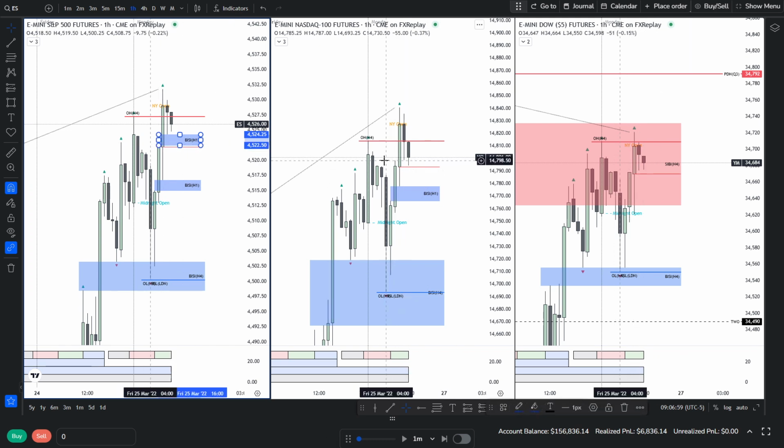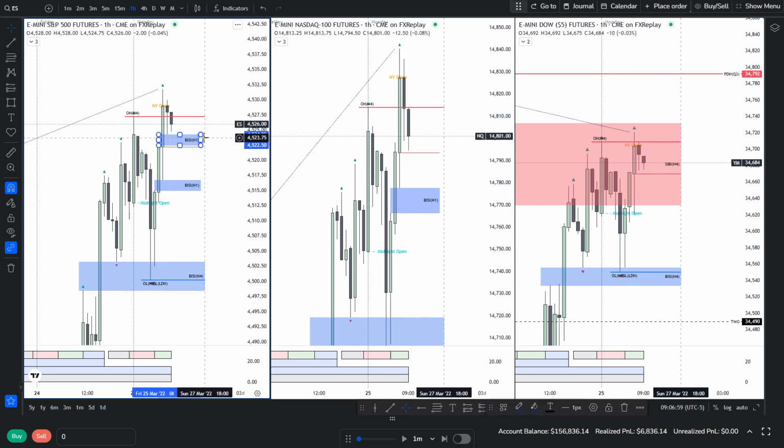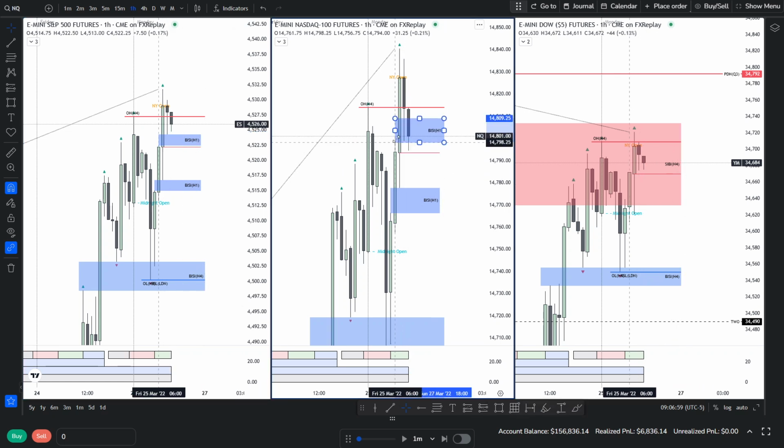The question is, I think we have got a really small one in here, which certainly could hold. Like so. So we can potentially see an imbalance there.